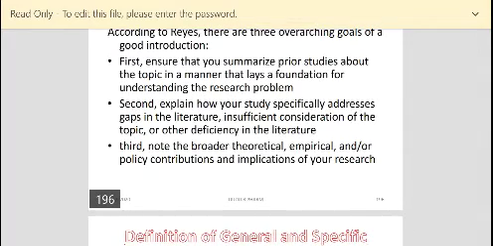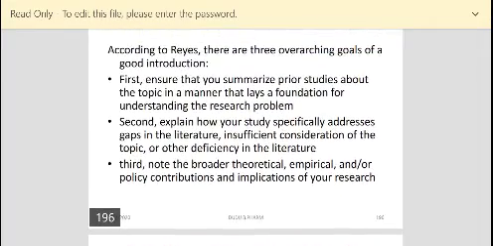Second, explain how your study specifically addresses gaps in the literature, insufficient consideration of the topic, or other deficiencies in the literature. Third, note the broader theoretical, empirical, or policy contributions and implications of your research. This is according to Reyes, who said there are overarching goals of a good introduction, and these are the three overarching goals of the introduction part of your research.